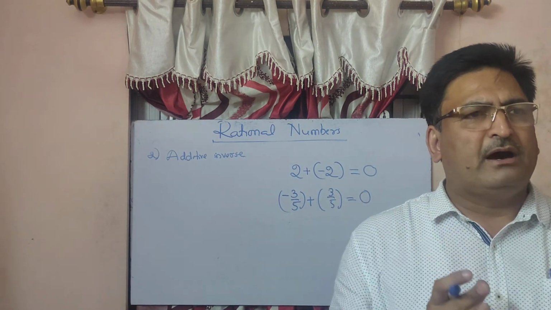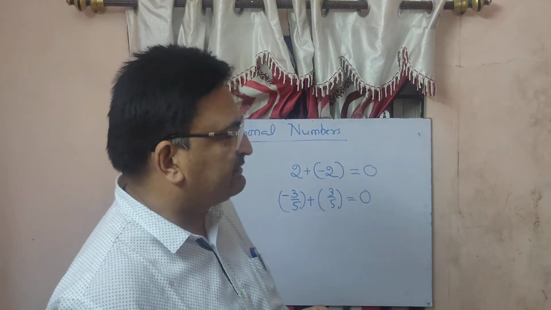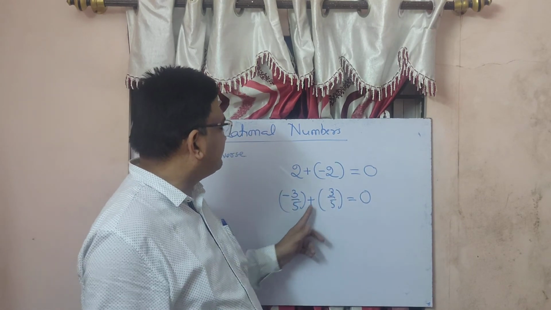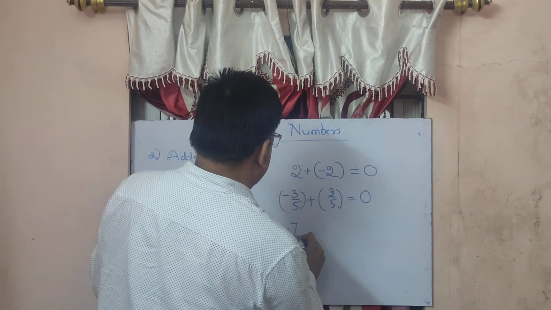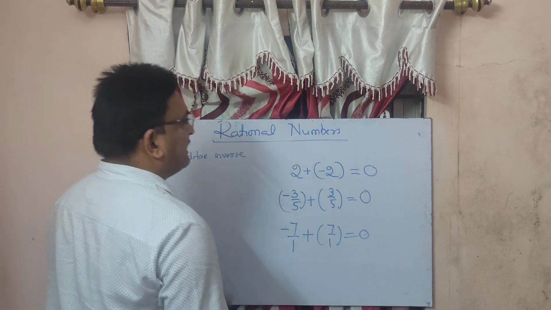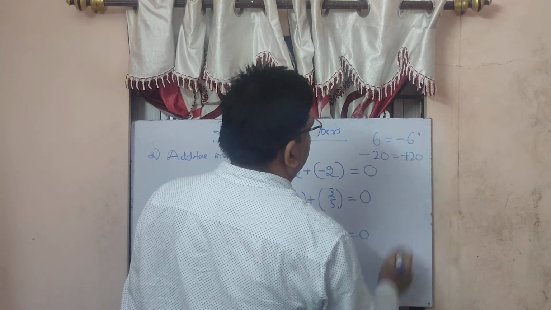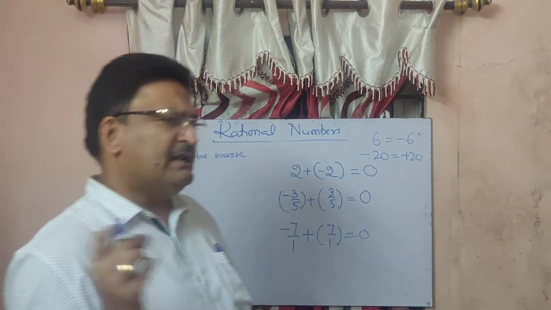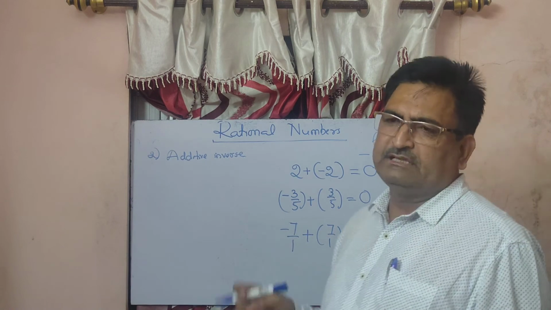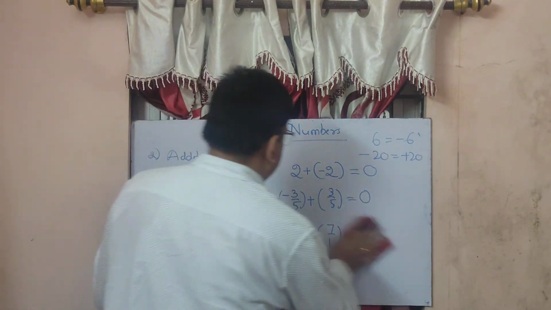The whole idea is, if you add one number to another and the sum of those two numbers is 0, then that number is known as the additive inverse. So additive inverse of 2 is minus 2. Additive inverse of minus 3 upon 5 is 3 upon 5. Additive inverse of minus 7 upon 1 is 7 upon 1. Additive inverse of 6 is minus 6. Additive inverse of minus 20 is plus 20. Any number, if you put a minus sign to it, becomes the additive inverse of that number. So now I think you understood the meaning of additive inverse.